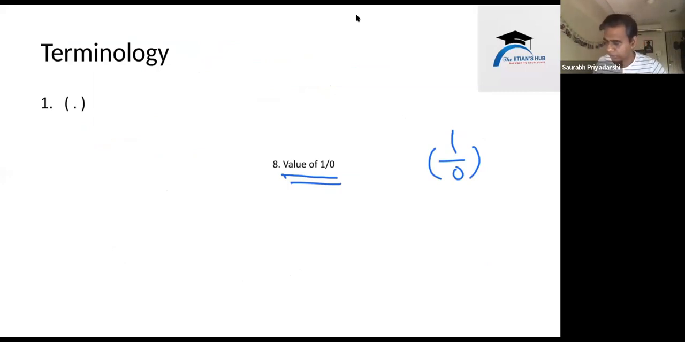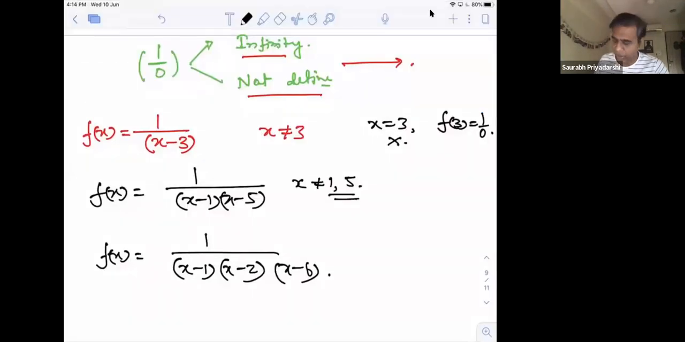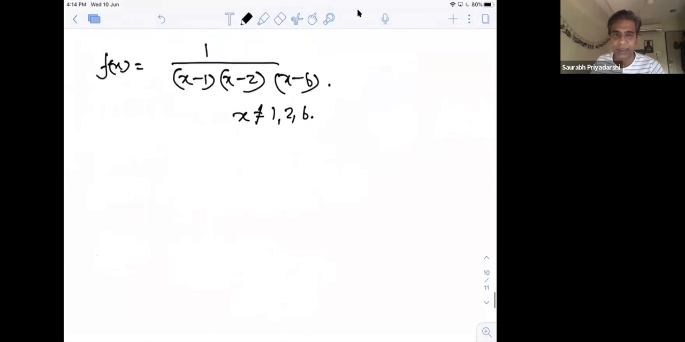Where the function is not defined: for what values of x will this not be defined? We know that at x equal to 1, 2, and 6, this is not defined. So x must not be equal to 1, 2, or 6. If this is given as 1 upon (x minus 1), (x minus 2), and (x minus 6), we are not able to define this value. So at these values, where x takes these values, the function will not be defined. So x must not be equal to 1, 2, or 6. Is it clear, everyone?